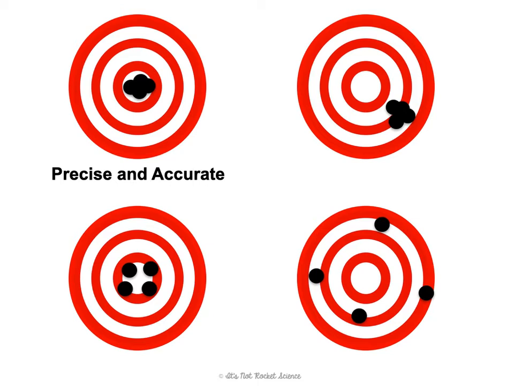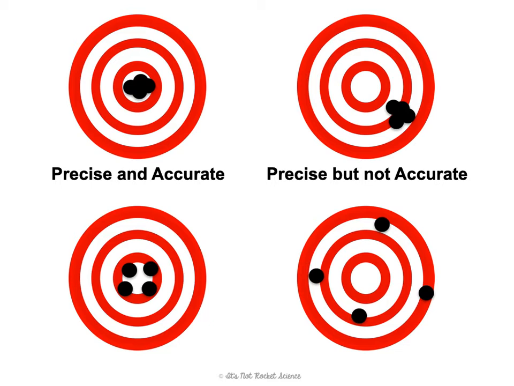Now, if you look at the one next to it at the top, you can see that the darts did not hit in the center, but they did seem to hit all in the same location. So because of that, we would consider that precise but not accurate. It's not accurate because it did not hit the middle of the bullseye, but it is precise because it all hit in the same location.